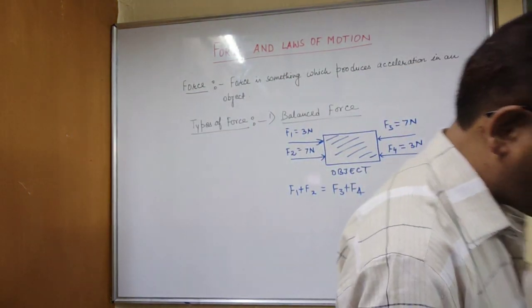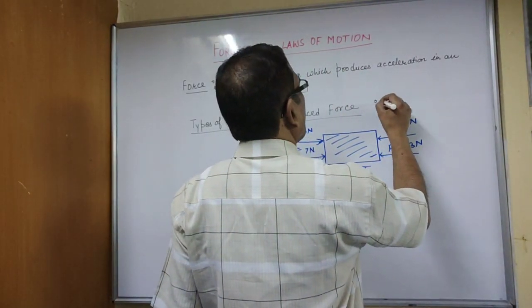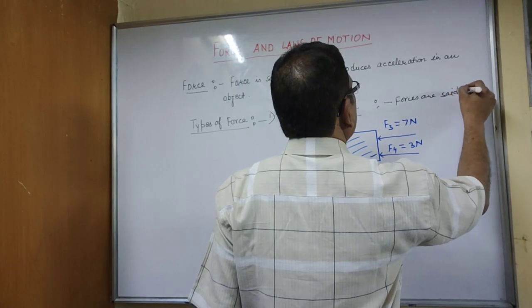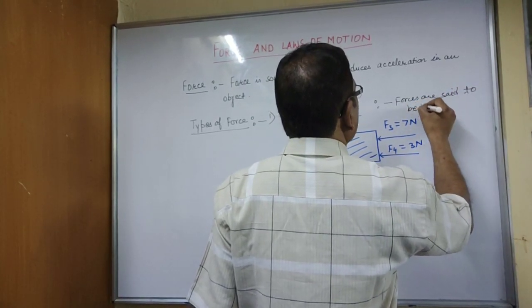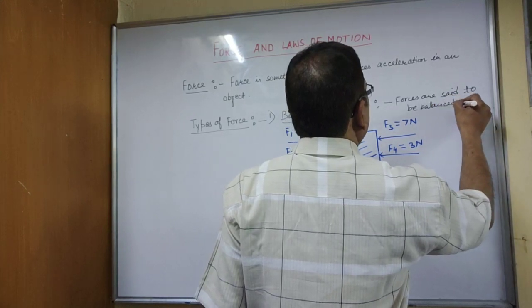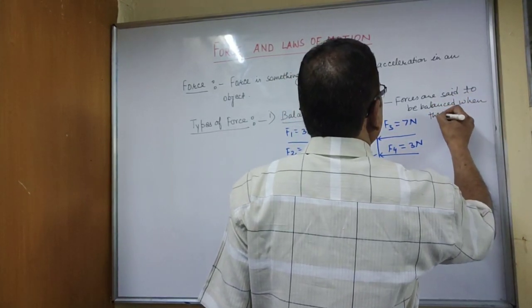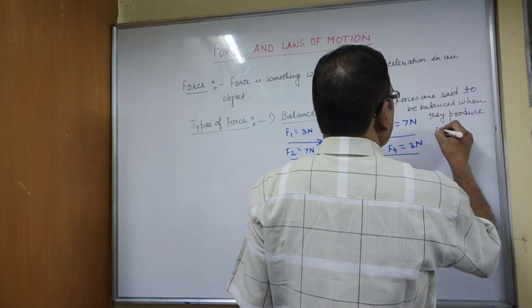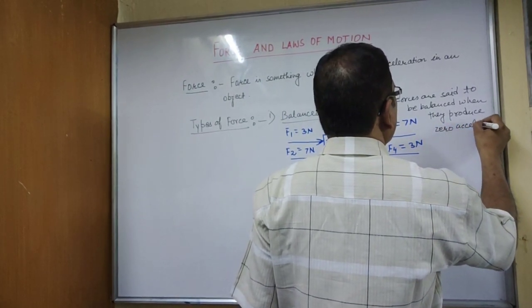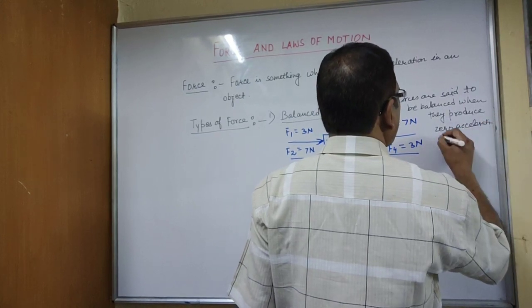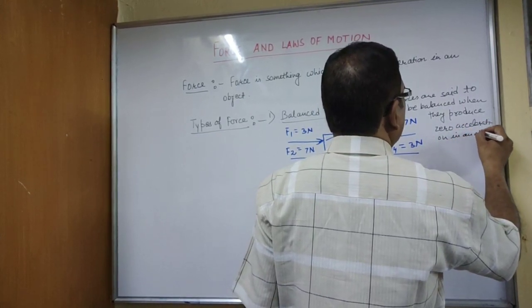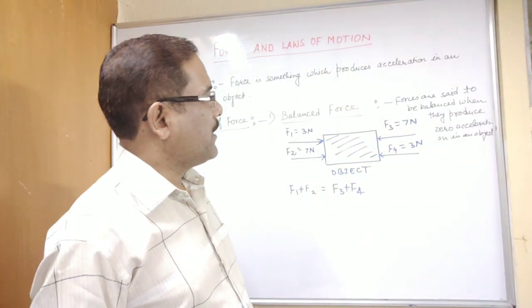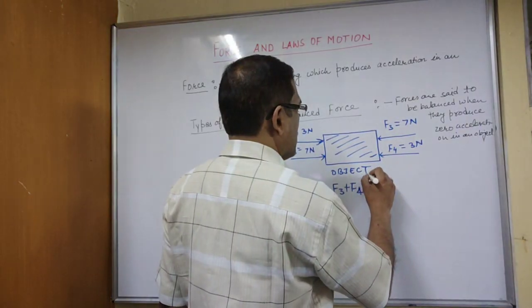So write this definition also. Forces are said to be balanced when they produce zero acceleration in an object. Acceleration is equal to 0.